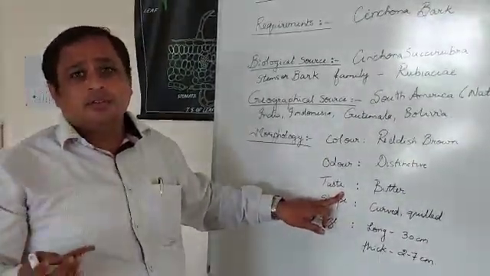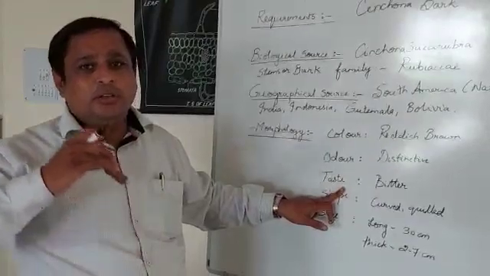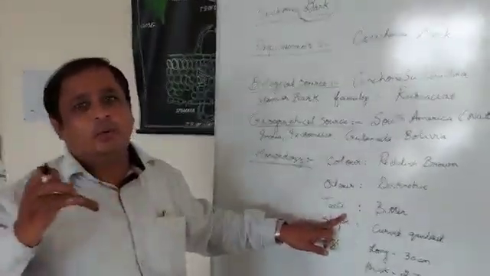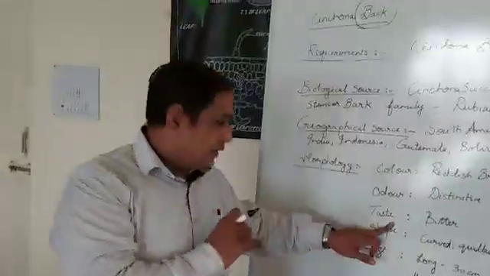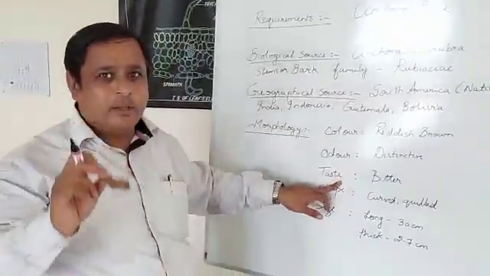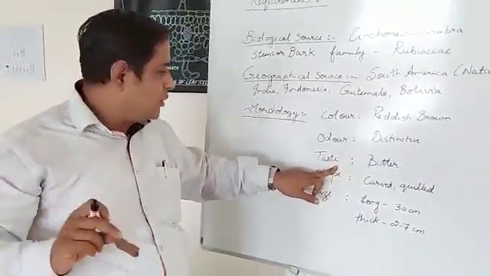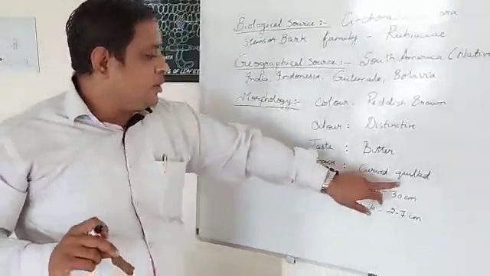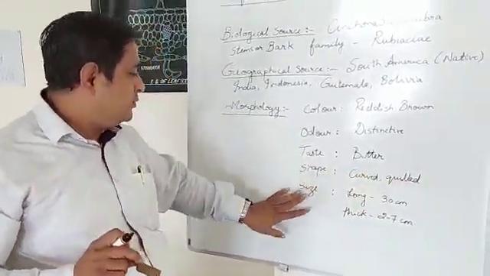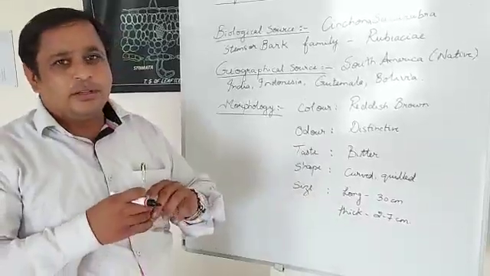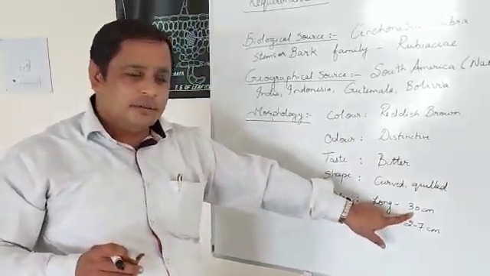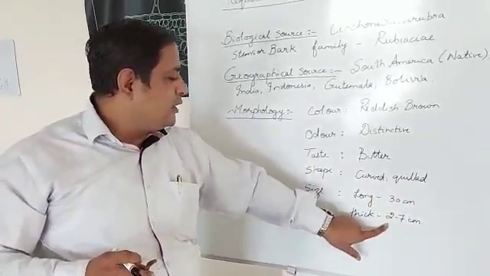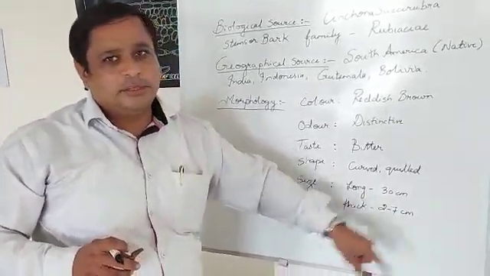The other chemical constituents are quinidine, cinchonine and cinchonidine. These are the four main chemical constituents of this drug. Okay, the potent chemical constituent is quinine. The shape is curved or quilled, which I have already explained to you. And what is the size? As you are seeing here, the drug is nearly 30 centimeters long and 2 to 7 centimeters thick.